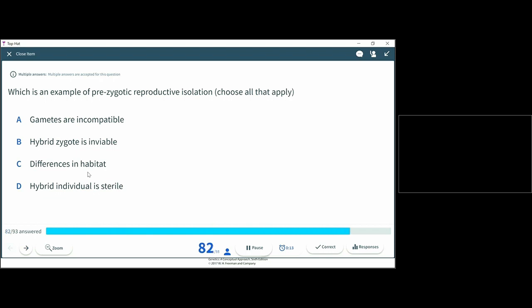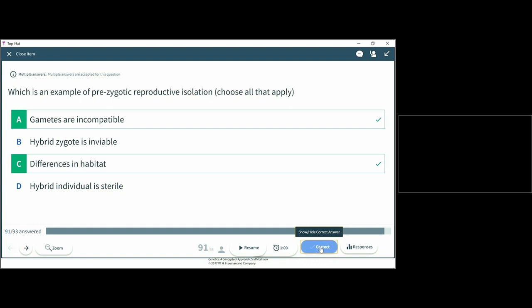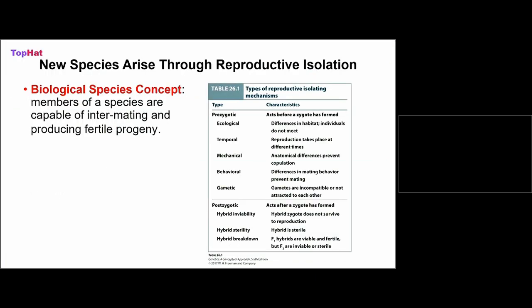So remember, a zygote is the fertilized egg. So pre-zygotic would be anything pre-fertilization, right? Pre-zygotic would mean the gametes are incompatible, so fertilization cannot occur, or differences in habitat. Post-zygotic would be anything to do with a hybrid, because that means fertilization has occurred. It just either is sterile or it's not viable.